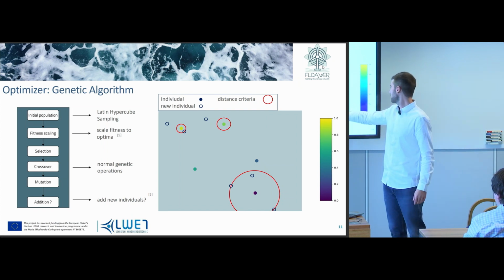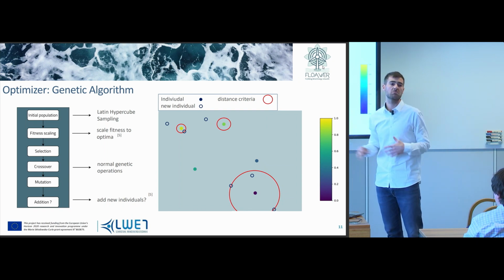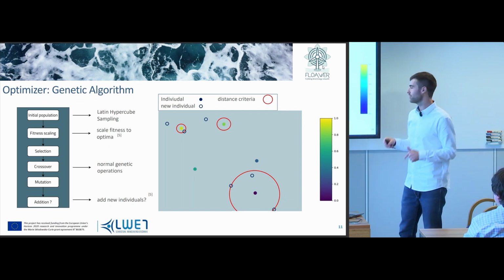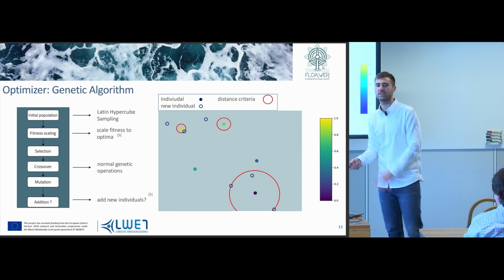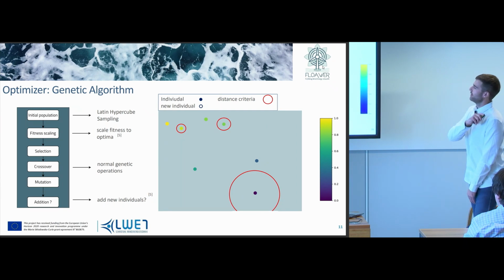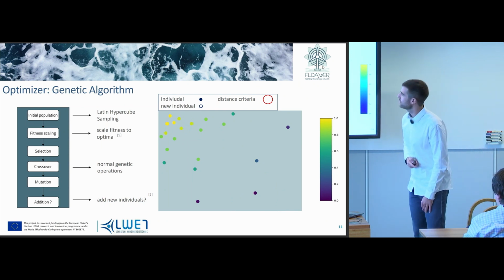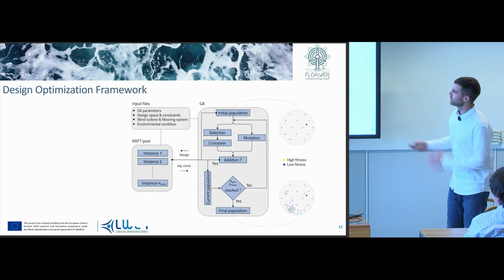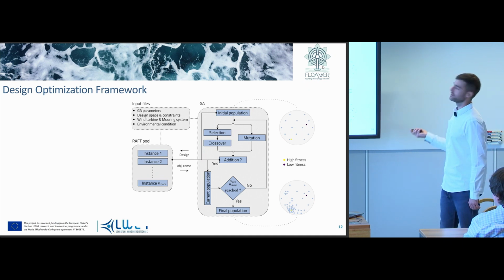Whereas in the opposite, low fitness area of my design space, I want a bigger distance criterion, because in the end I don't want to look in this position of my design space, since I know that in this area I have low fitness individuals. If you repeat this, you get a higher density of individuals in the more interesting area of the design space.